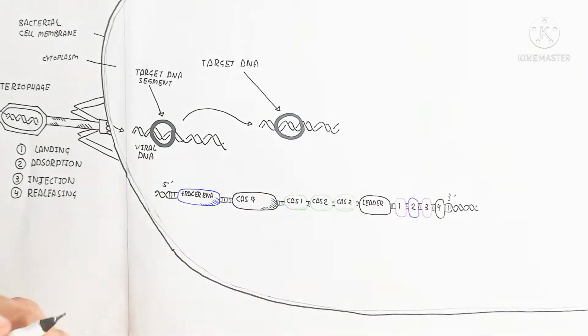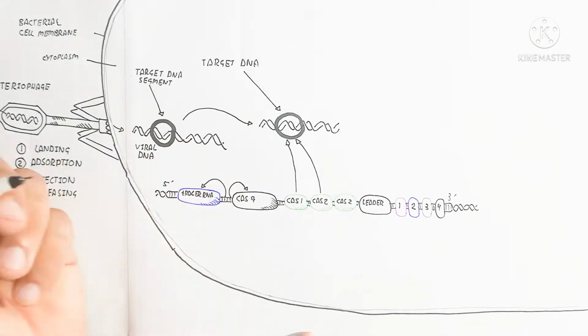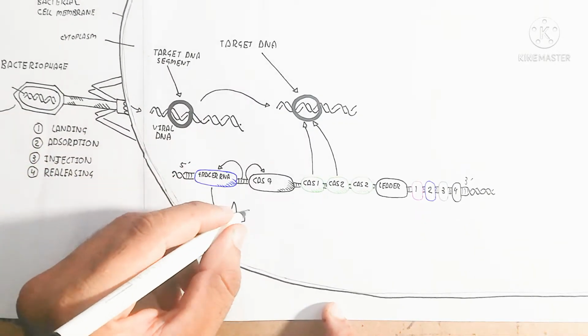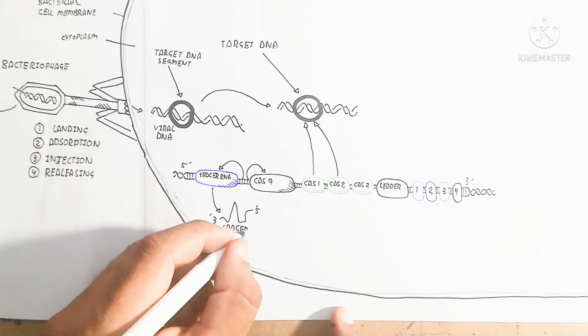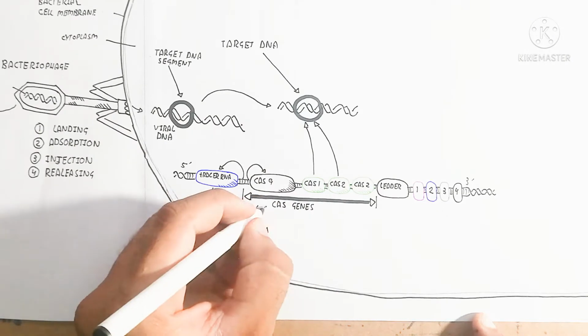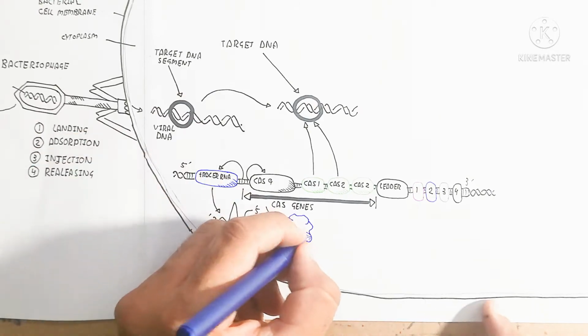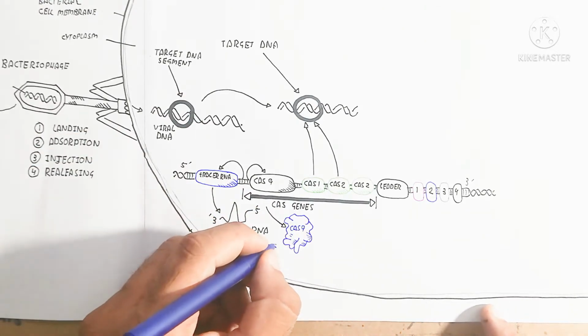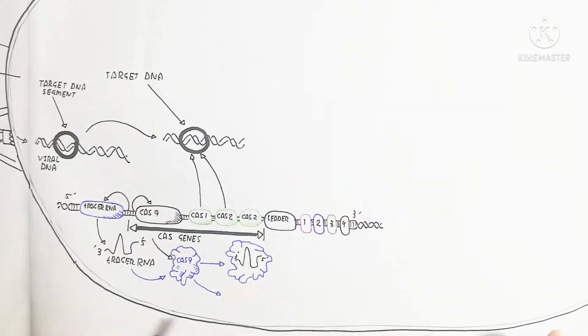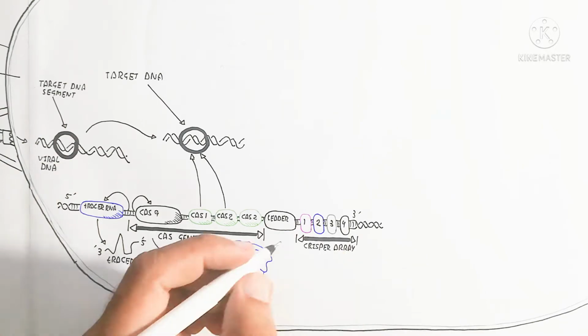So here is the tracrRNA and Cas9. The tracrRNA gene will produce tracrRNA by transcription, while the Cas9 gene is transcribed to produce the Cas9 protein. So the Cas9 protein is also present. It means the Cas gene will be recognized and produce the Cas9 protein. It binds to the tracrRNA, forming a combination of the tracrRNA and Cas9 protein.